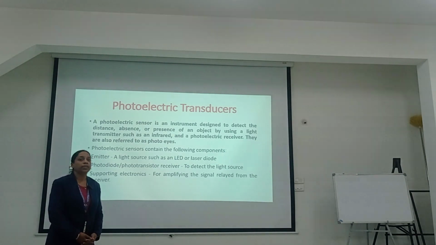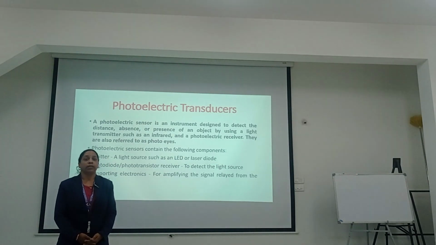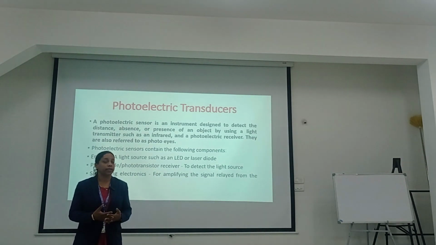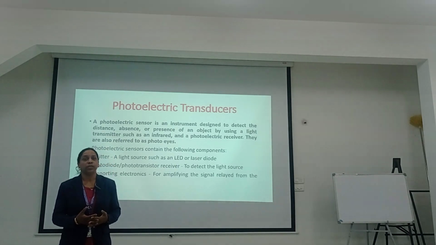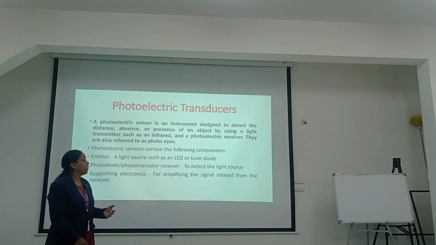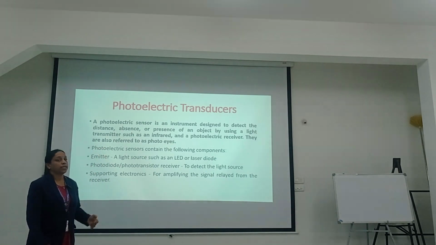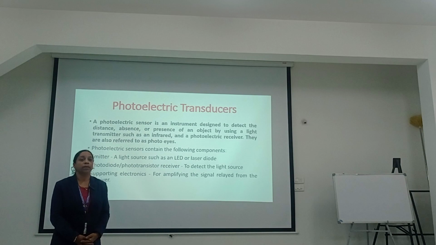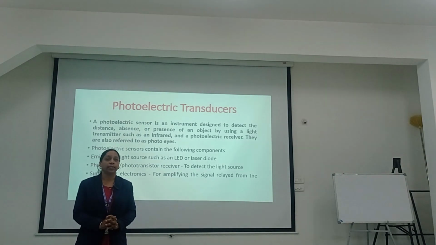So there are many transducers. We can see there are resistive transducers, inductive, capacitive transducers, Hall effect transducers, many transducers. But today I will be considering photoelectric transducers. The function of the photoelectric transducers completely depends upon the photoelectric effect.